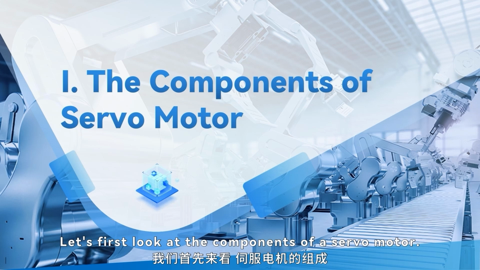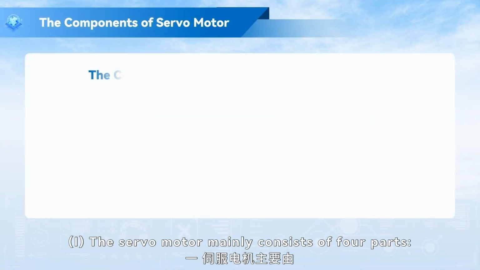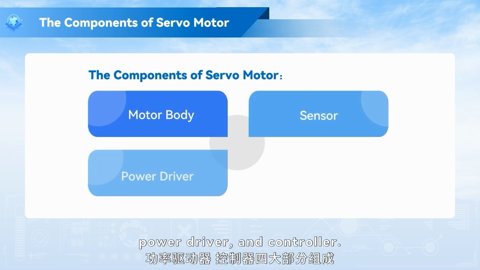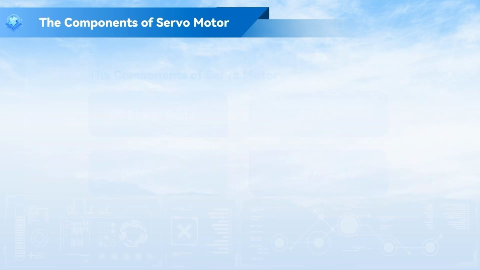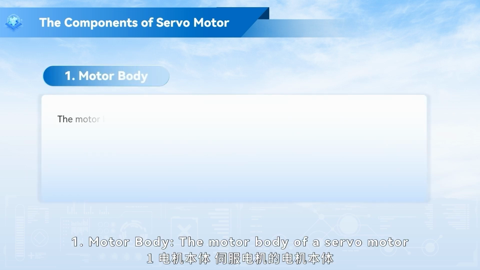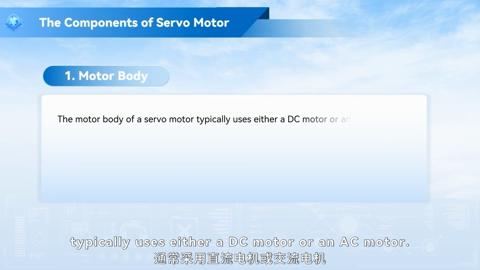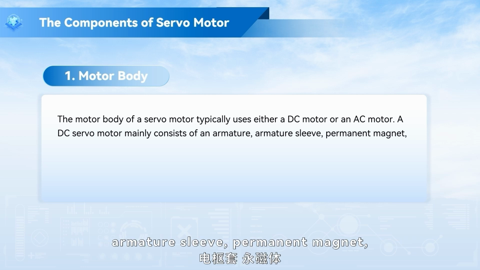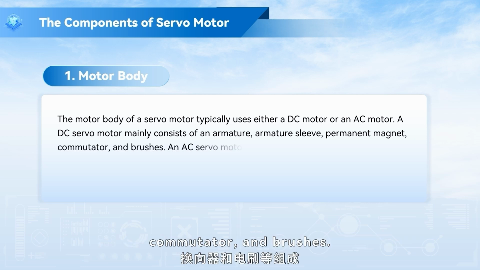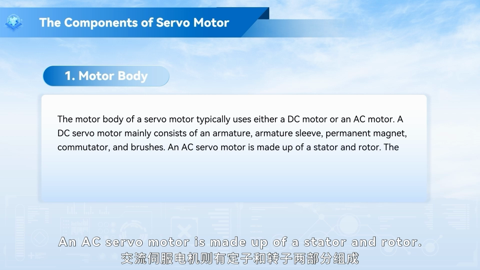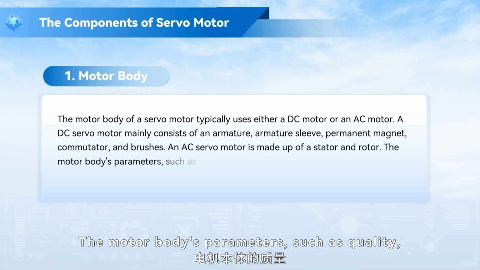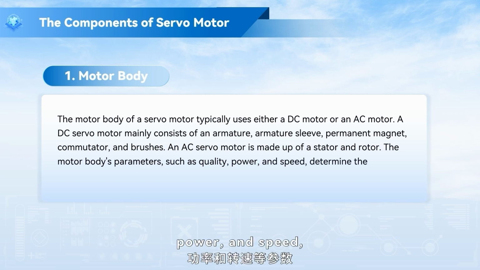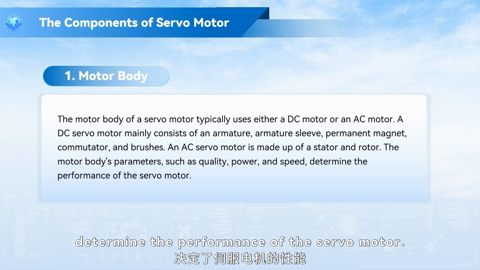Let's first look at the components of a servo motor. 1. The servo motor mainly consists of four parts: the motor body, sensor, power driver, and controller. 1. Motor body. The motor body of a servo motor typically uses either a DC motor or an AC motor. A DC servo motor mainly consists of an armature sleeve, permanent magnet, commutator, and brushes. An AC servo motor is made up of a stator and rotor. The motor body's parameters, such as quality, power, and speed, determine the performance of the servo motor.